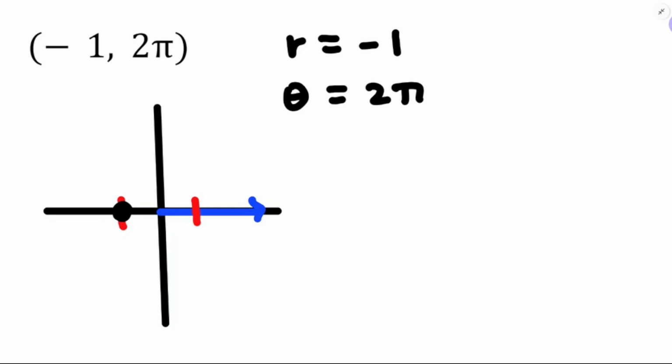It's over here towards theta equals 2 pi, -1 units in that direction, so I go backwards 1 unit, and I'm going to be over there where x is -1 and y is 0.